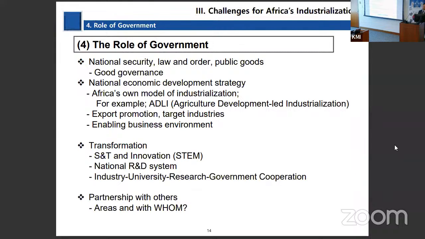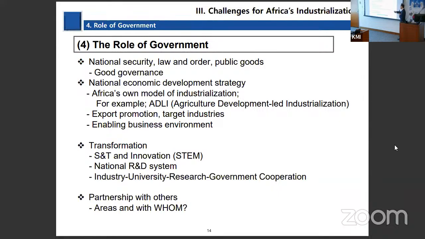Then what you need to do is consider how government can act. Government has three important missions: national security, law and order, and public goods. Good governance is very necessary. Africa needs to have its own development model. This is only one model which I can present: agricultural development led industrialization. Why? Because they have a shortage of food and import a lot of foodstuff. Then export promotion, and they need to transform the economy.